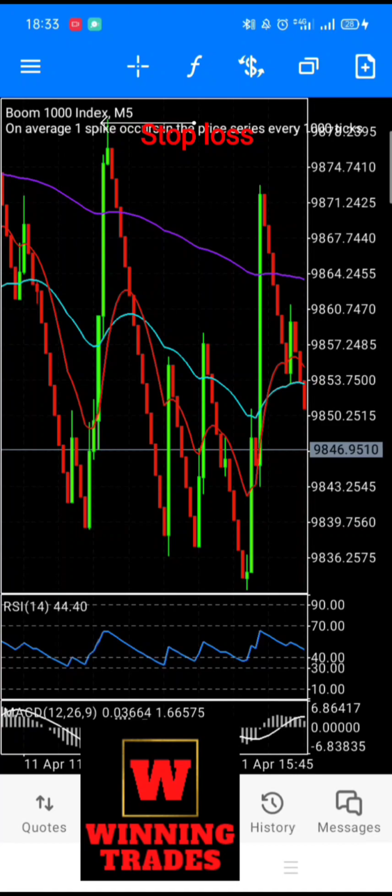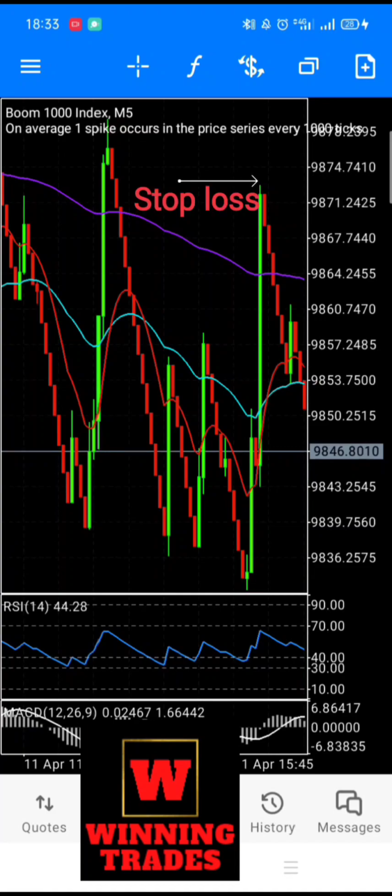Now, if there is no wick rejection on the spike, if there is little or no wick rejection on the spike, enter after a red candle close, a 5 minutes close in a red candle. Enter after that and put your stop loss above the spike, a little bit above the spike.